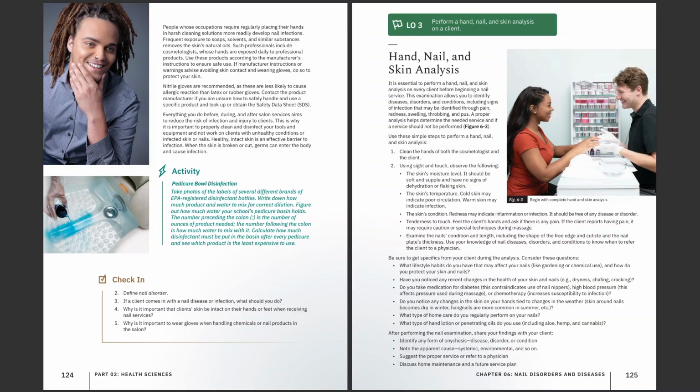We are on page 125, chapter 6 in Health Sciences, Nail Disorders and Diseases in the Milady Cosmetology book.